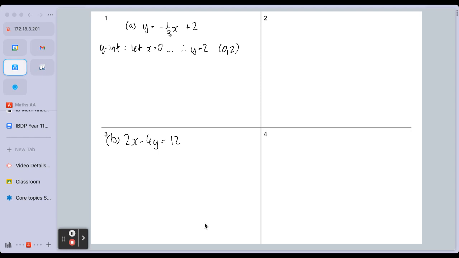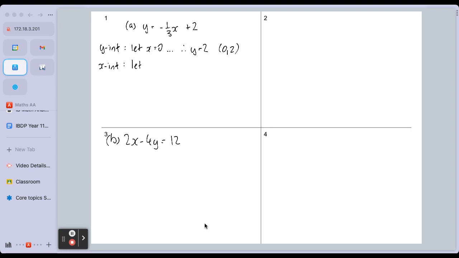Get in the habit of writing coordinates. And even if the IB examiners don't take marks off, it's still bad practice to say y equals 2 is the y-intercept, or that 2 is the y-intercept. It's okay to say it, like we're just saying it in summary, the y-intercept is 2, but you should always write it down as 0, 2.